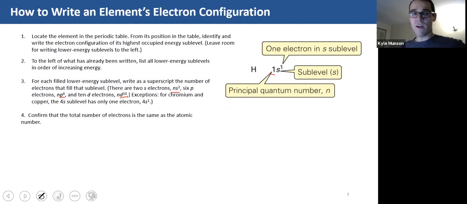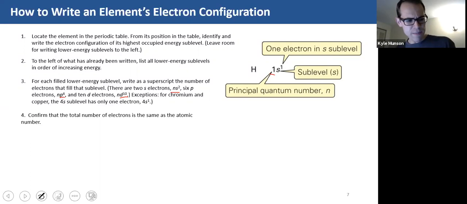And then confirm, finally, as a sanity check, that the total number of electrons is the same as the atomic number, okay? Because remember, for a neutral atom, the number of protons should equal the number of electrons, or the atomic number should equal the number of protons, and the number of electrons, okay? So it's all the same.